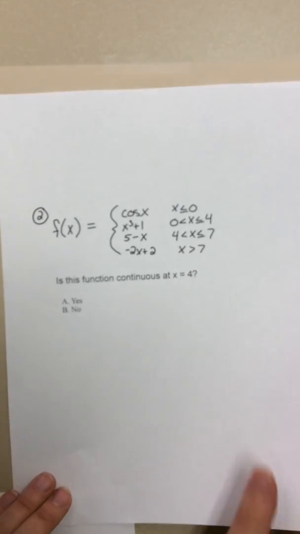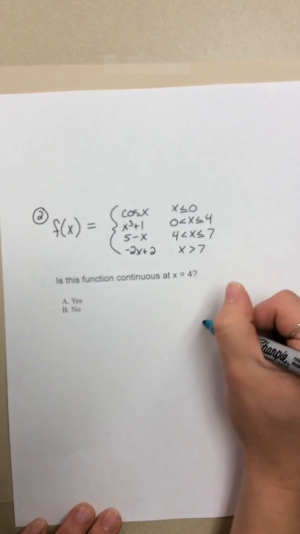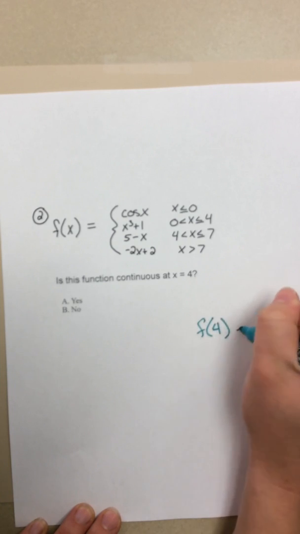This is pretty similar. But I want to know, is this one continuous? Is this function continuous at 4? So for 4, the same thing has to be true. So does the function value exist? I'm going to try that first.